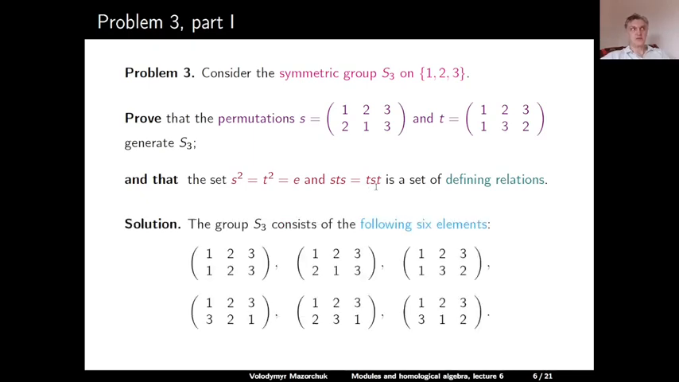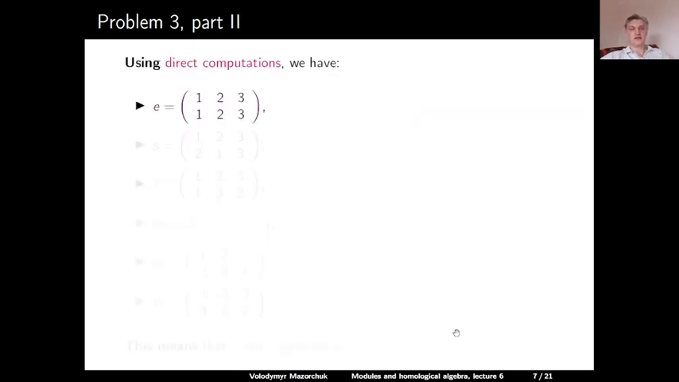Solution. Let us recall that the symmetric group S3 consists of the following 6 elements, so all permutations on 1, 2, and 3. We have 1, 2, 3, which is the identity; 2, 1, 3, which is S; 1, 3, 2, which is T; and then we can also have 2, 3, 1 and 3, 1, 2. The identity element is the permutation 1, 2, 3, the element S is 2, 1, 3, and the element T is 1, 3, 2. And then the permutation 3, 2, 1 is exactly STS.